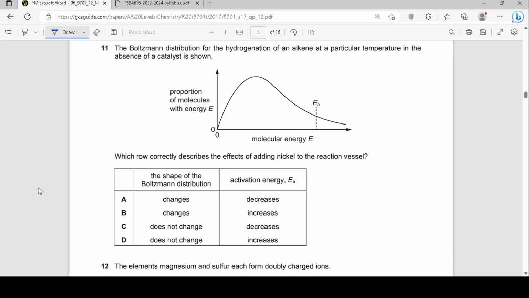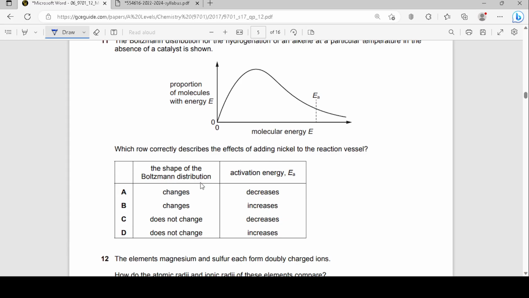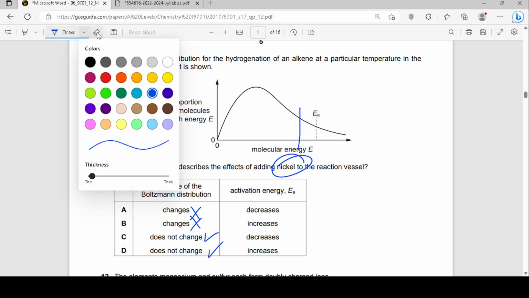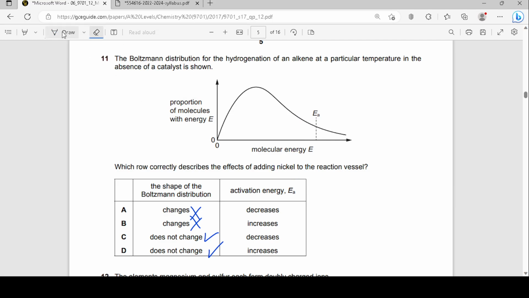So then, what are they saying? The shape of the Boltzmann distribution. Well, if you're just adding a catalyst, you're not changing the temperature or anything. The shape of the Boltzmann distribution should not change. It stays the same shape, it doesn't change in any way. But then the activation energy will shift to the left because the catalyst has been added, right? Because of that catalyst, the minimum energy required to start the reaction, the activation energy, will become less.